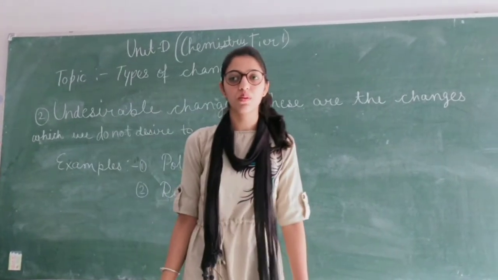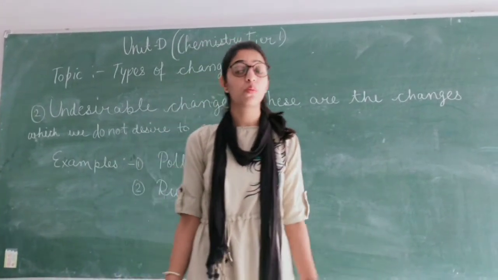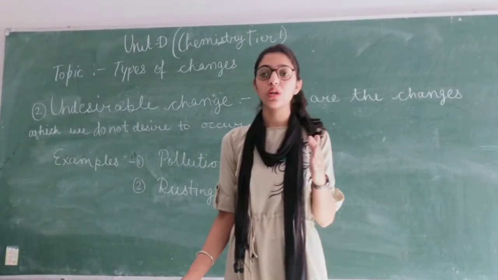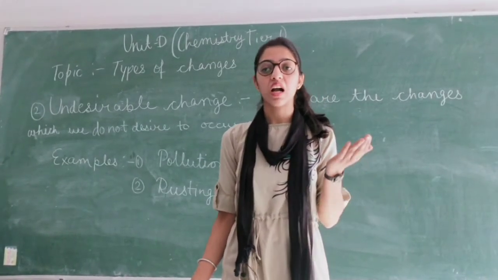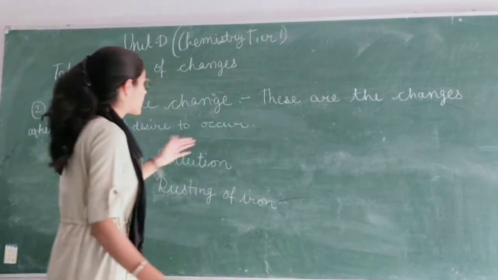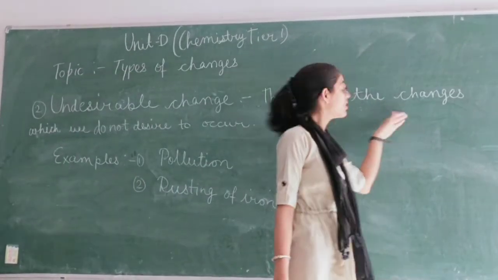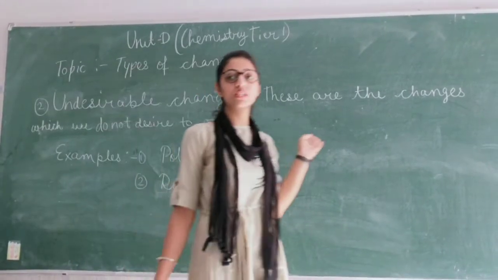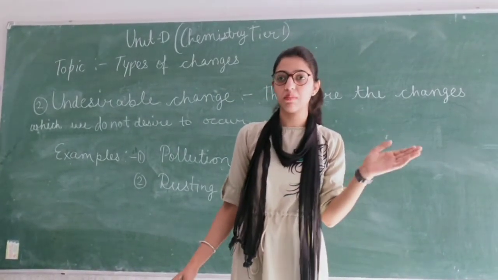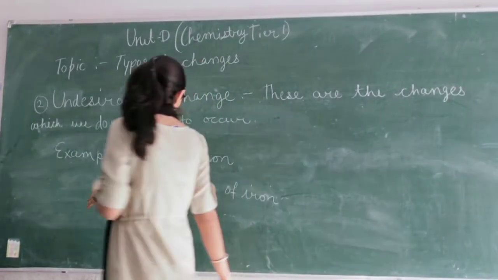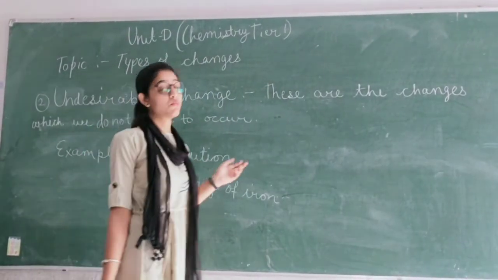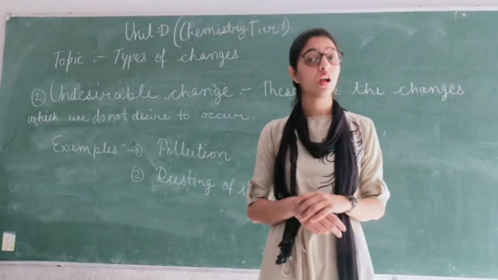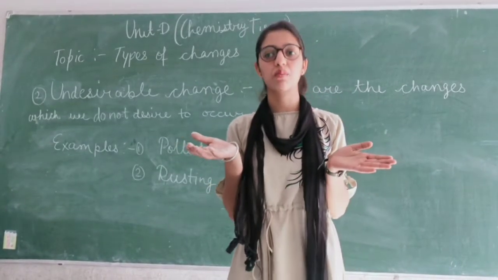Now we discuss undesirable change. Now, what is undesirable change? The changes that we don't desire are known as undesirable changes. These are the changes which we don't desire to occur in our daily life. Examples like pollution. We use vehicles, they cause pollution, but we don't desire pollution.